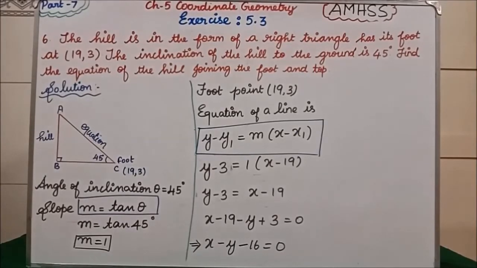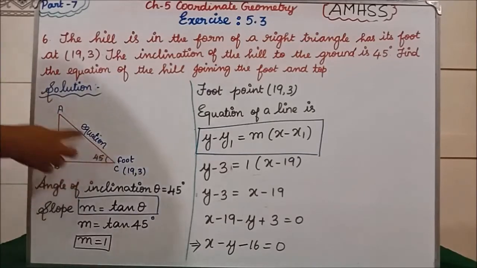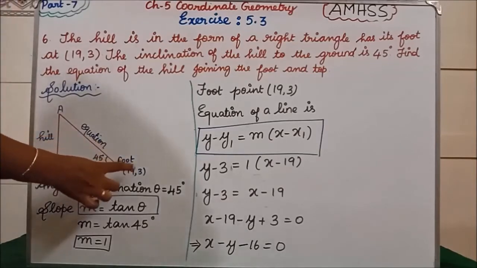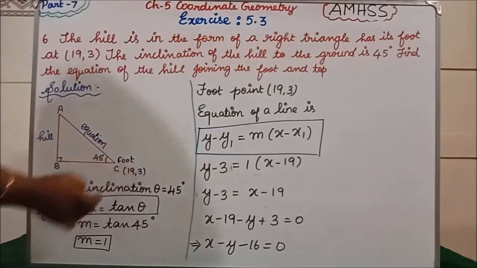The hill is in the form of a right triangle with its foot at (19, 3). See, the hill is in the form of a right triangle. I have drawn a right triangle. This is the hill, you all know what it is. Foot means here we have the foot, the point given as (19, 3).